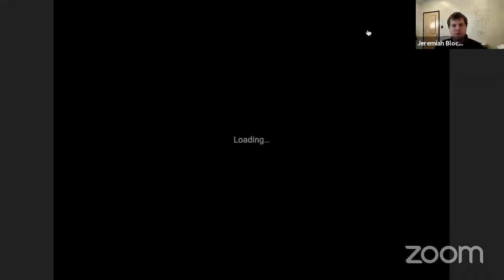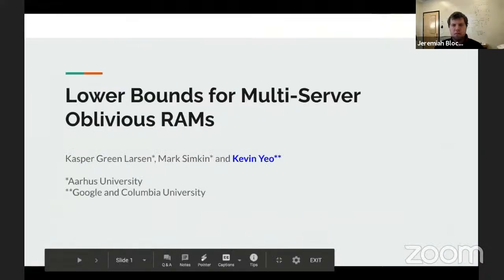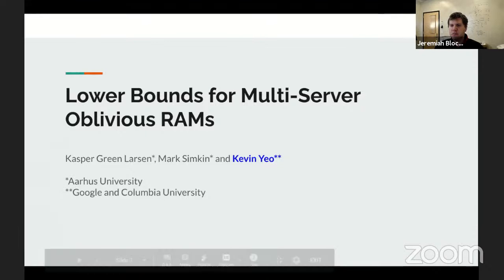One more quick question. Yeah. Maybe we can have our next speaker start sharing their screen while we wait for another question. All right. I think let's go ahead and start the next talk. So the next talk here is lower bounds for multi-server Oblivious RAMs. This is by Casper Green Larson, Mark Simkin, and Kevin Yeo. And Kevin will give the talk.